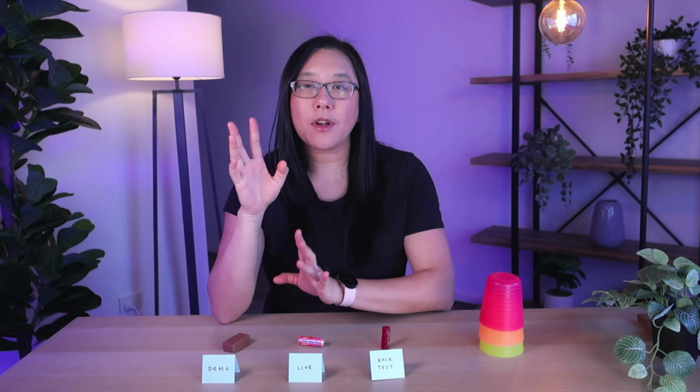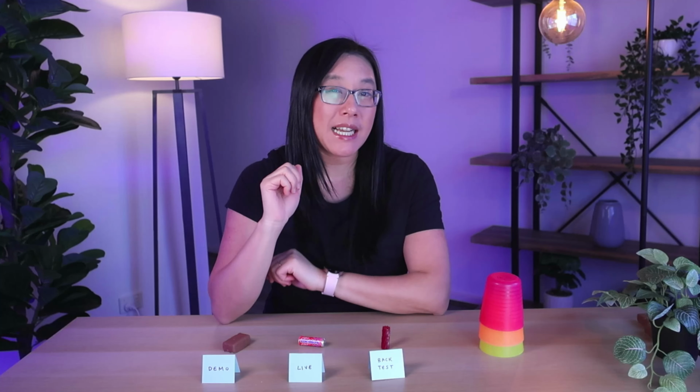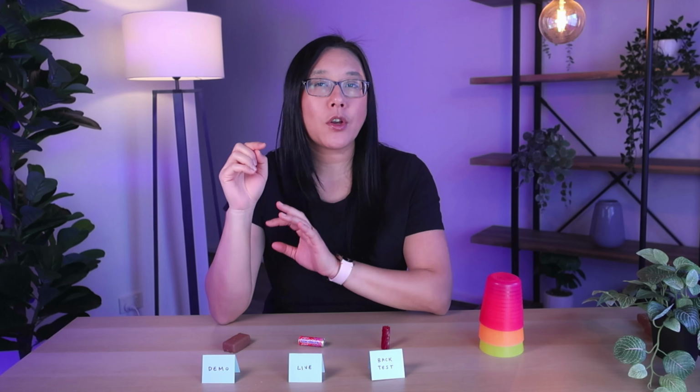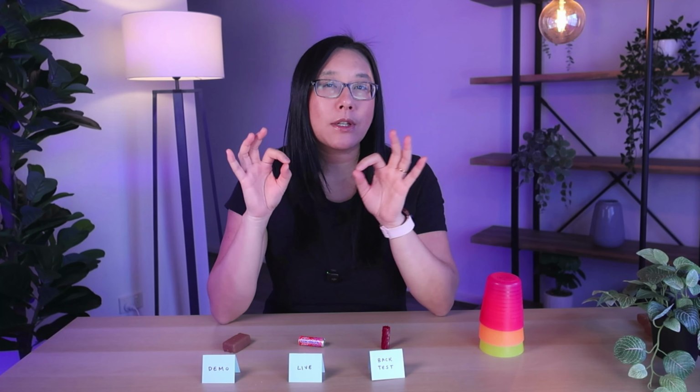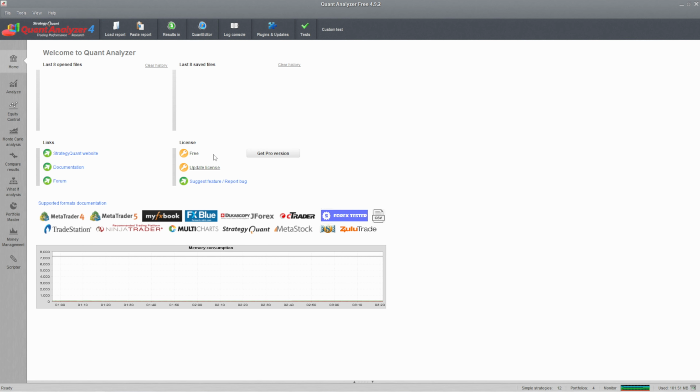Back to the analysis. Now, 3 strategies out of the 20 met my criteria. And while FX Blue does allow filtering by magic number, I find it really hard to compare just by filtering here. So what I'm going to do is export it and then put it into a tool called Quant Analyzer. I'm using the totally free version today because even the free version is pretty neat.